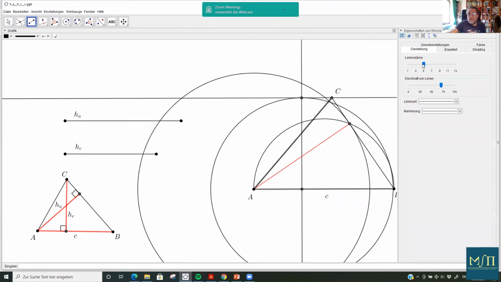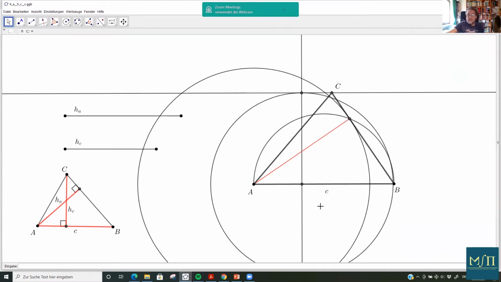So we've now found the triangle that we set out to construct. This triangle ABC has all of the properties that we wanted. The length of the side AB is equal to the given length C. The length of the altitude from A is equal to the given altitude HA, because we have this red line segment here and it's perpendicular to BC.